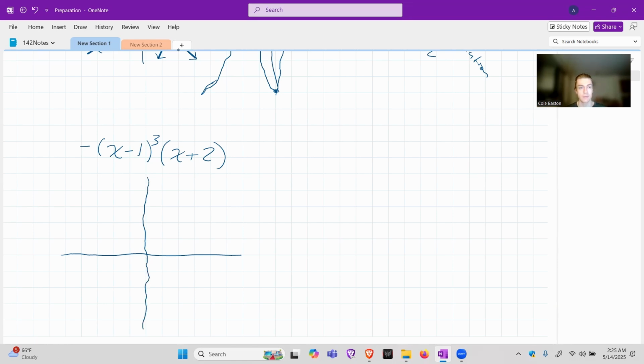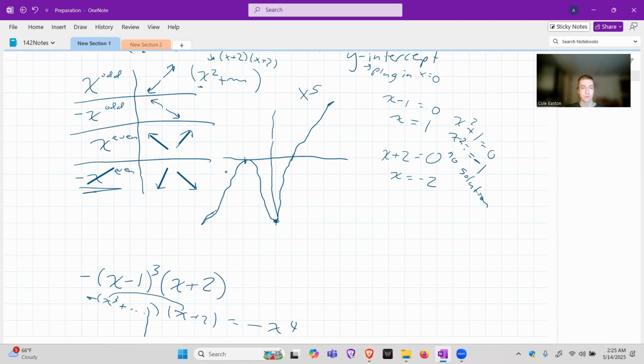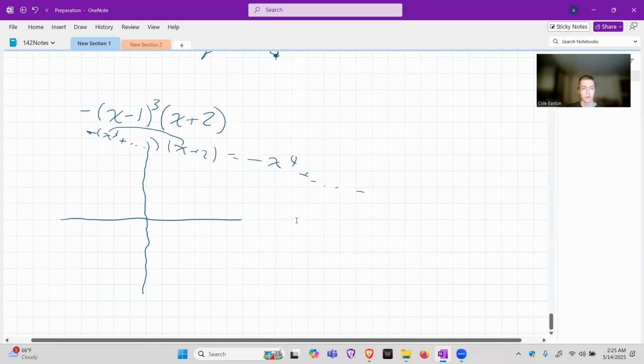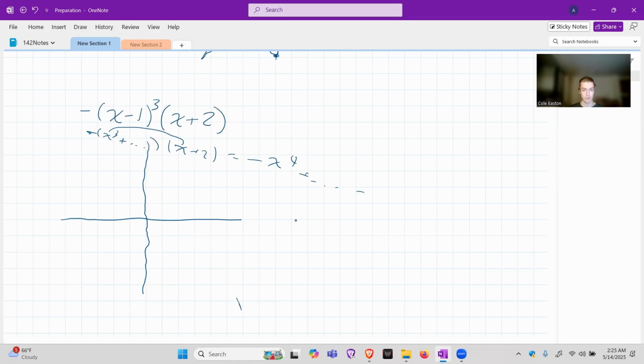Okay, so let's again kind of think about our end behavior. So first of all, when we FOIL this out, this is going to be kind of x cubed plus blah, blah, blah, blah, times x plus 2. And we have a negative here. So that's going to equal negative. I'm going to multiply these x's together eventually. Negative x to the 4th plus something. So our leading term is going to be negative x to the 4th, which is like this right here. So it's negative x to an even power, which means that we have kind of end behavior coming down here, and it's going to come down over here too.